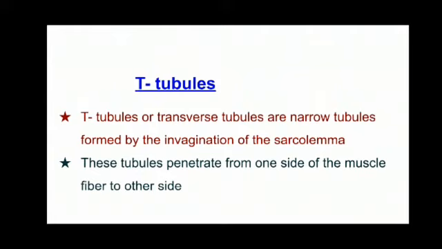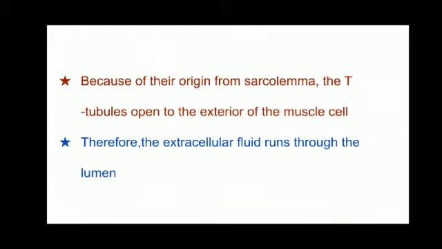T tubules. T tubules or transverse tubules or narrow tubules are formed by the invagination of the sarcolemma. These tubules penetrate from one side of the muscle fiber to the other side. Because of their origin from sarcolemma, the T tubules open to the exterior of the muscle cell. Therefore, the extracellular fluid runs through the lumen.